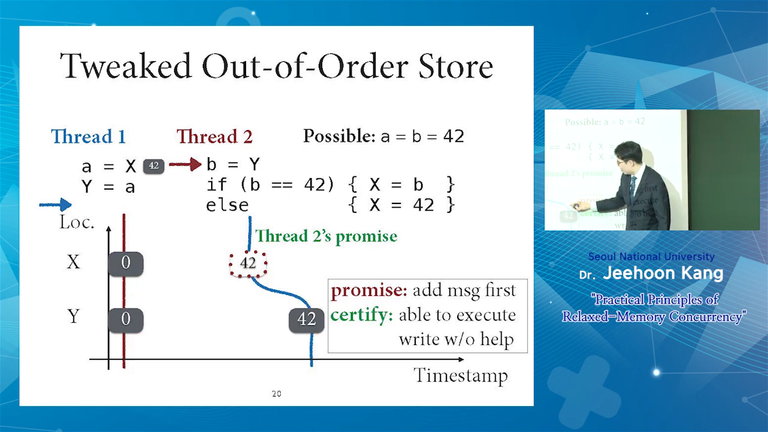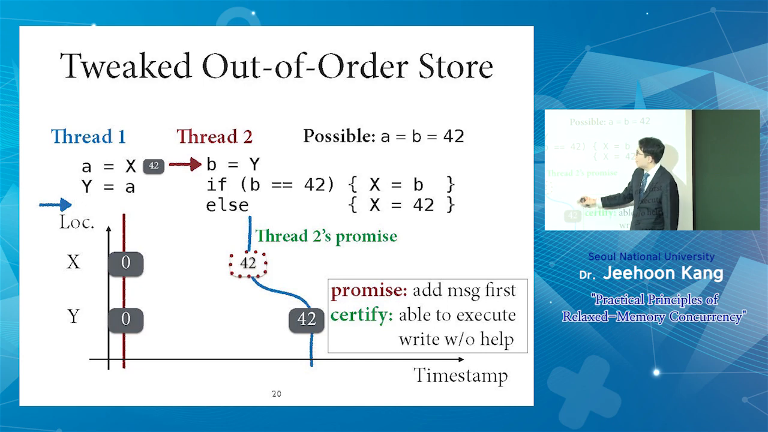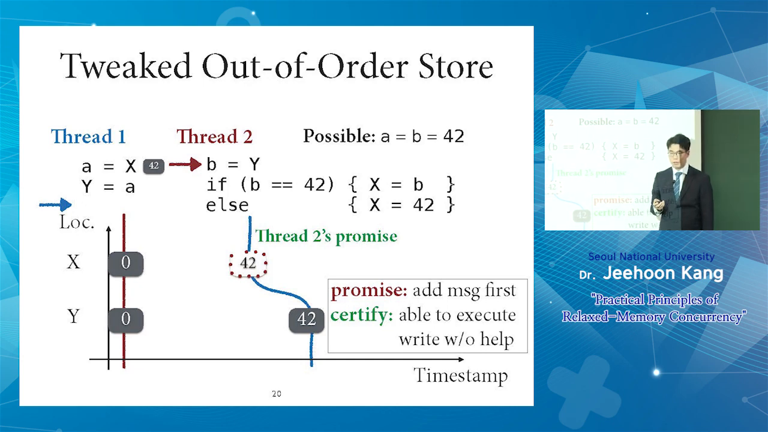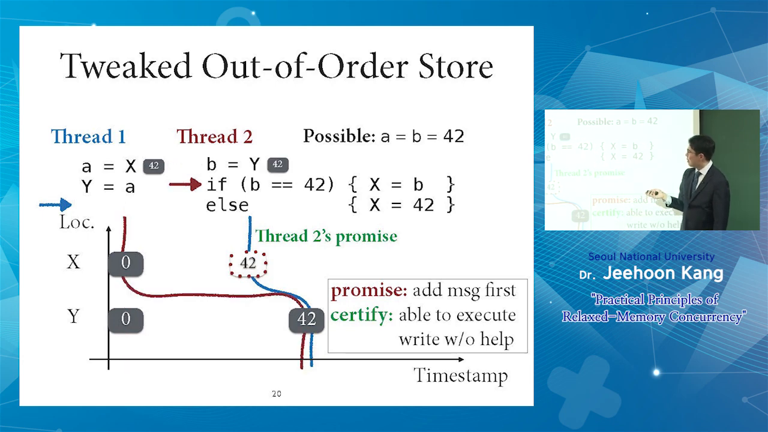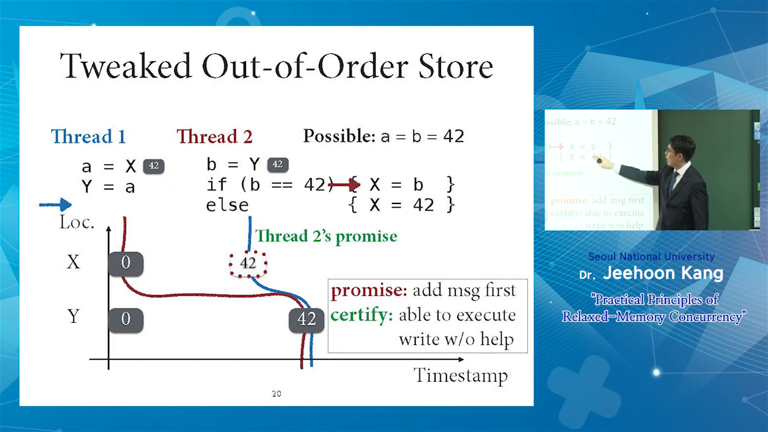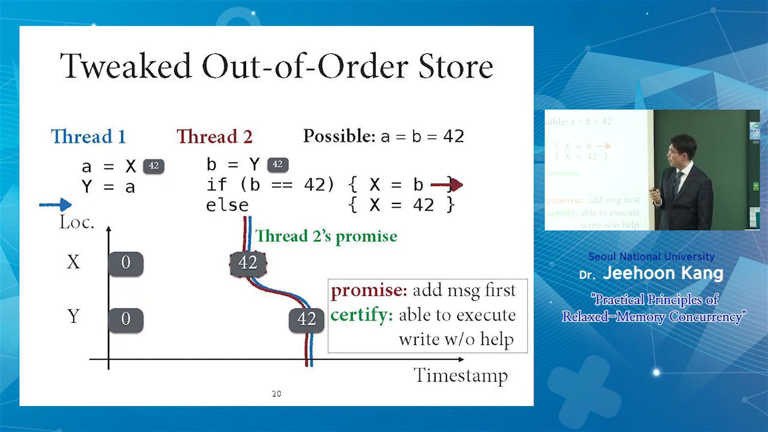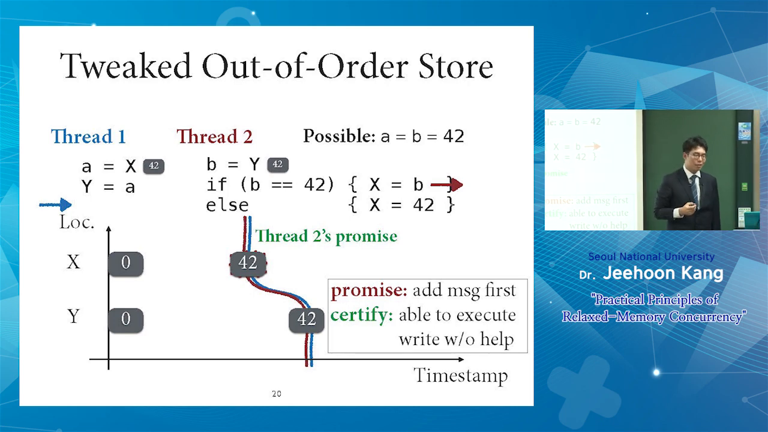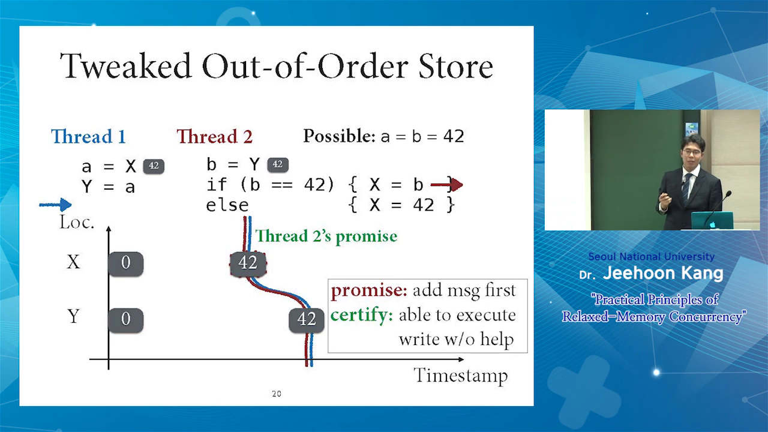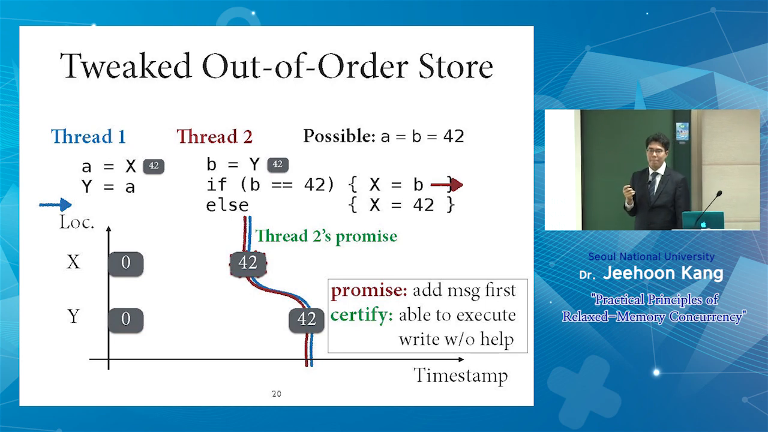Each view is updated to point to the new message. Now, thanks to this message, thread 2 can have more options, that is, reading 42 from Y. After that, you can go to the then branch and then execute the write instruction X equals B, which is writing 42 to X, which in turn is fulfilling the promise to write 42 to X. This is basically why this principle of promises makes the out-of-order store behavior possible.